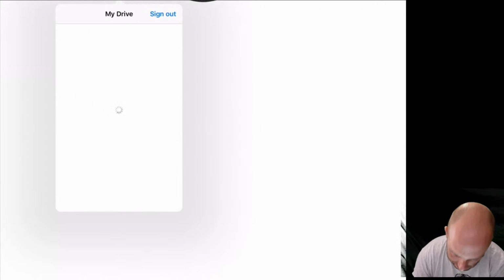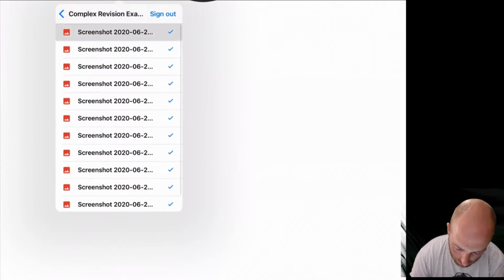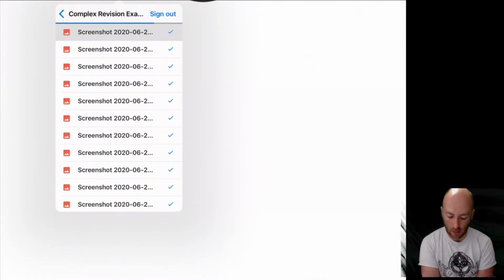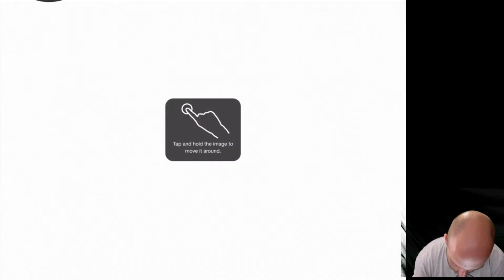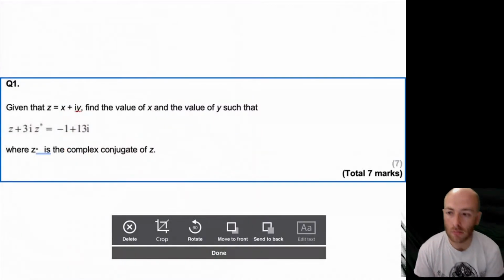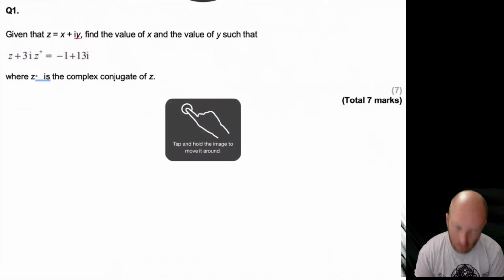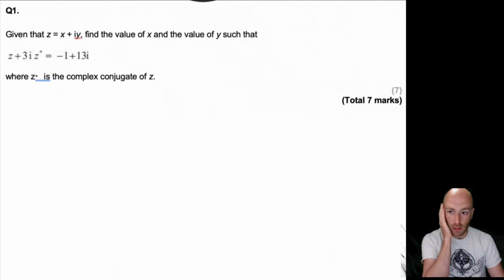Right, let's work our way through these questions. We'll start with this one. It's a 7-mark question, so we'll give you 7 minutes to do it. If you could all comment your answers to the Teams chat, that would be brilliant, and also comment if you need any help. If you want to get started, 7 minutes begins now.